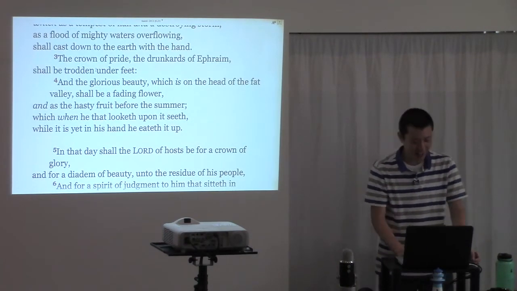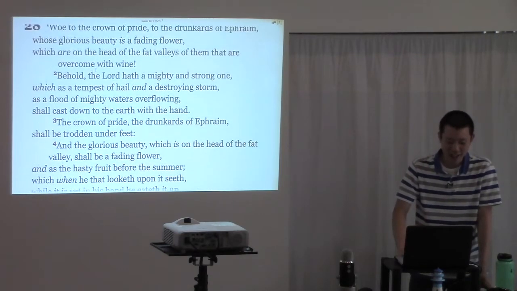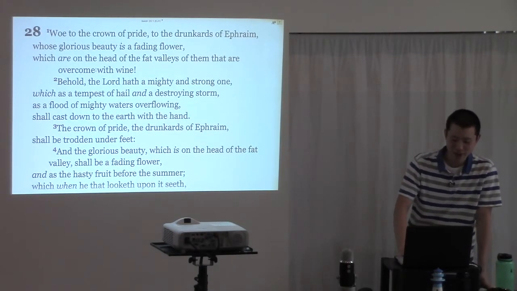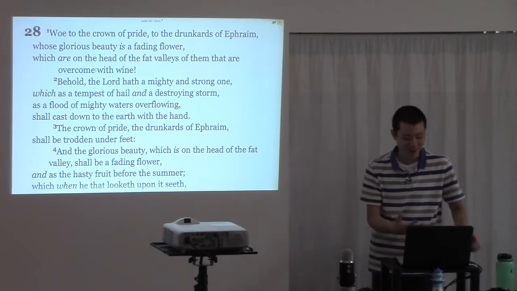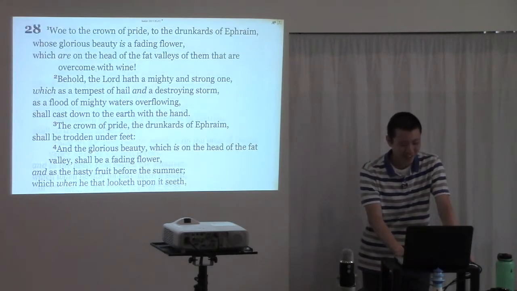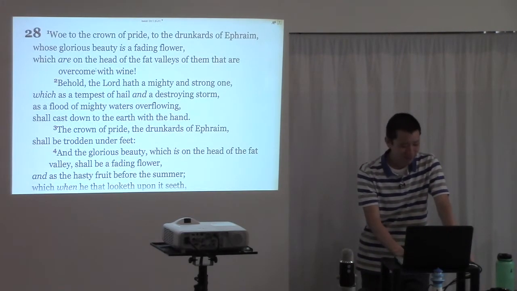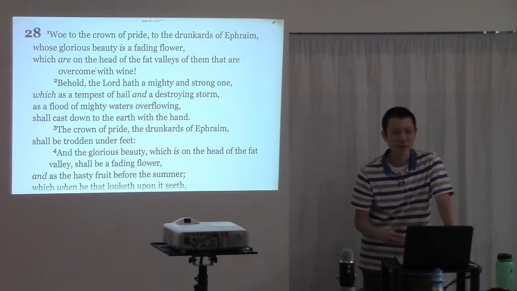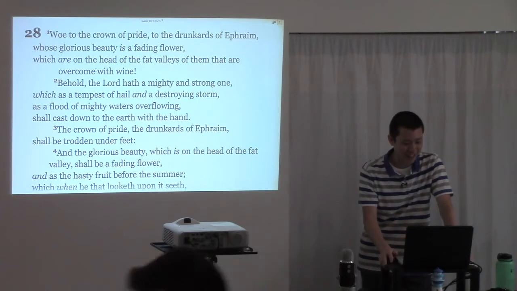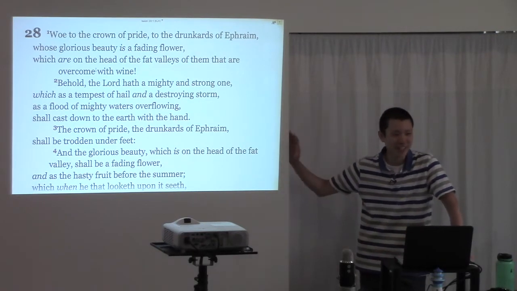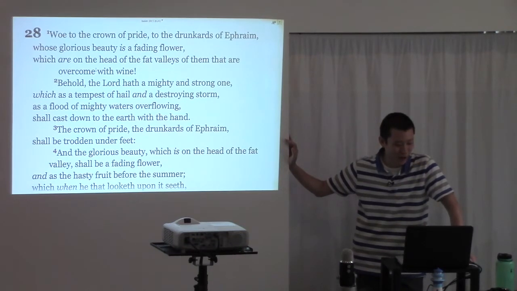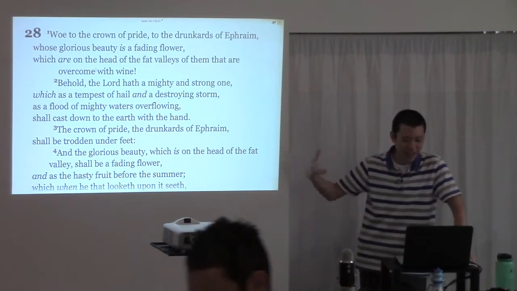So we see here the crown of pride. And a couple of things I just want you to note here about the crown of pride, because it's linked in with the crown of glory. You see there in verse 5. Now the crown of pride, how does it differ to the crown of glory? Well, the crown of pride we see here is temporary, isn't it? See how it says, whose glorious beauty is as a fading flower?